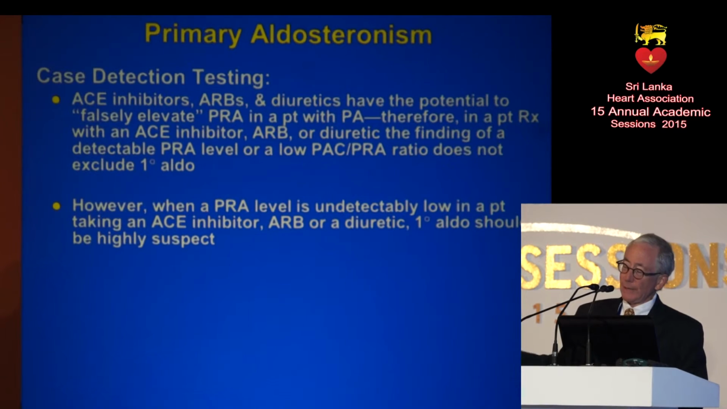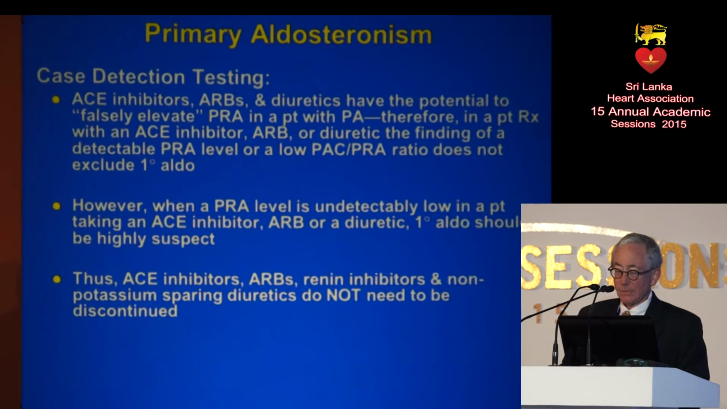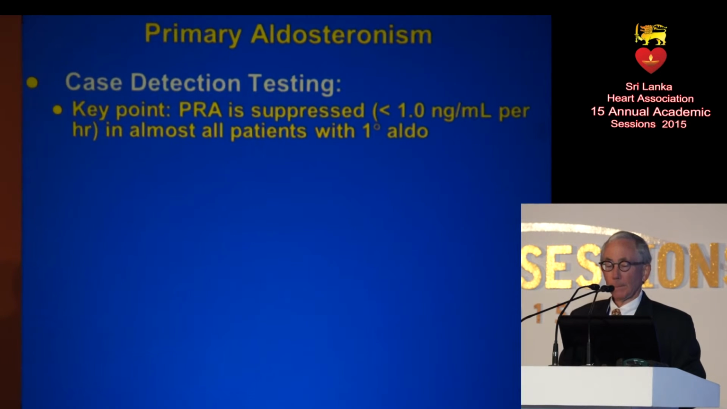However, when the plasma renin activity is very, very low in a patient taking an ACE inhibitor, an ARB, or a diuretic, again, there are very few things that can cause that. That's probably primary hyperaldosteronism. And again, under those circumstances, you really don't need to stop the drugs in order to do your testing. So I think that the key point to remember here is that plasma renin activity is suppressed in almost all patients with hyperaldosteronism.